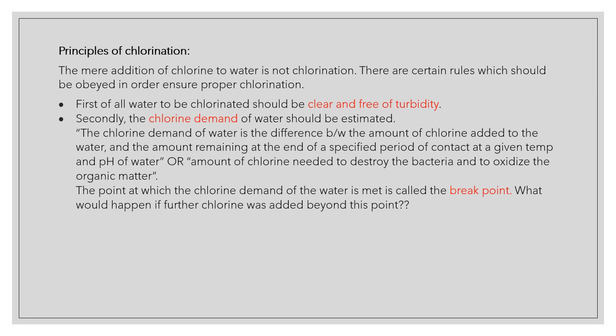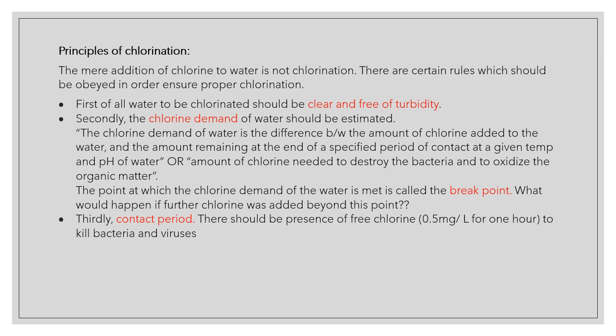Or in simpler terms, it's the amount of chlorine that is needed to destroy the bacteria and to oxidize the organic matter. Now, the point at which the chlorine demand of the water is met is known as the break point. What would happen if you were to add more chlorine beyond this point? What would happen is that you would have residual chlorine being added, and this would be free chlorine in the form of hypochlorous acid.